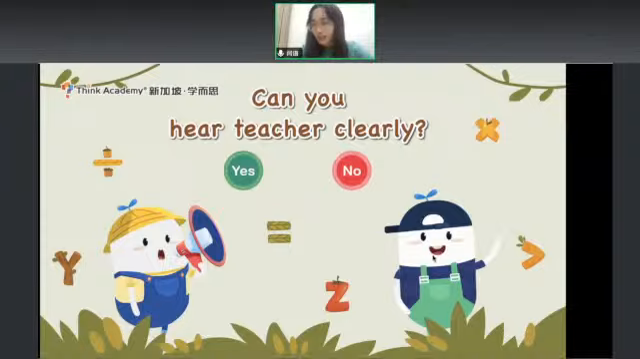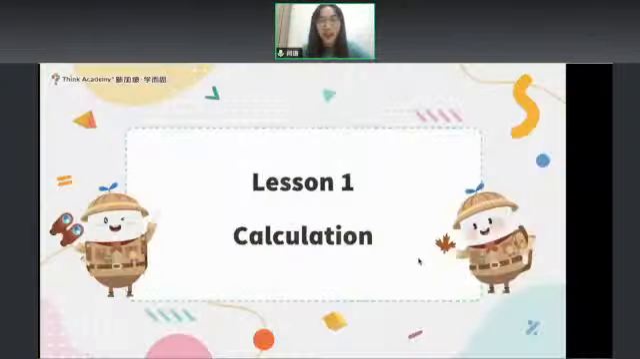Okay, so now let's start. Okay, good job. So here everyone, today is about the first lesson, calculation. We always start from the module of calculation since it is very basic but also very important.